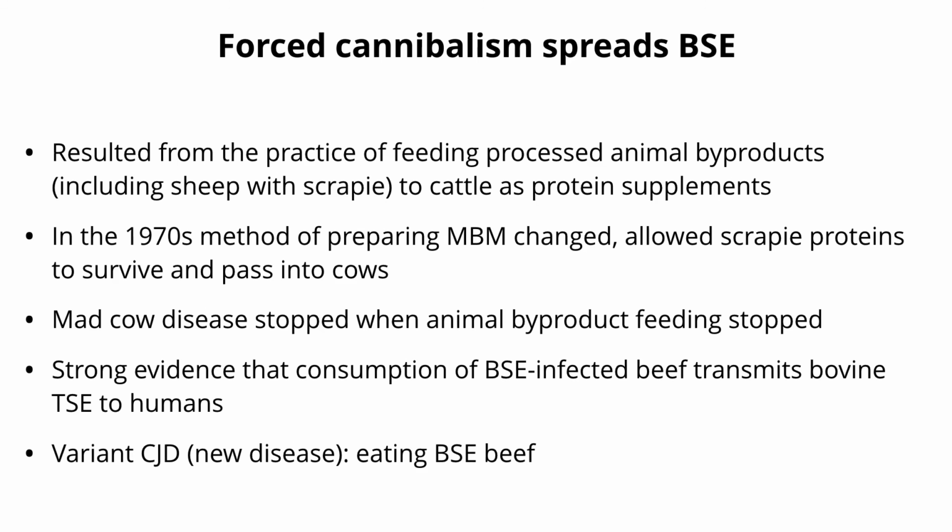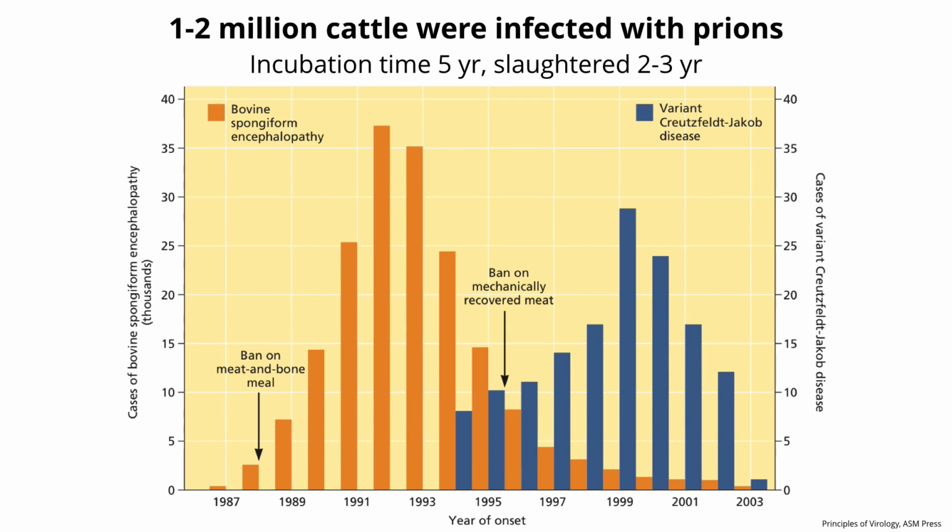But unfortunately, those cows had already gotten into the human food chain, and there was an outbreak of a brand new TSE in humans called variant CJD of people who ate BSE beef. About 1 to 2 million cattle in the UK were infected with prions. And the problem is that the incubation time before you see the cows start to stumble and fall takes about 5 years. And unfortunately, you kill a cow at about 2 or 3 years of age for meat. So we were introducing contaminated beef into the food chain. So here's the outbreak of BSE in cows in the orange.